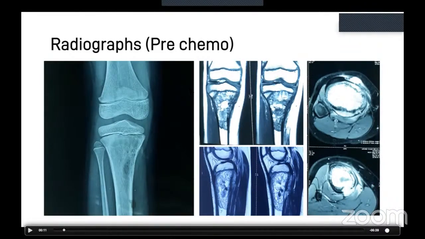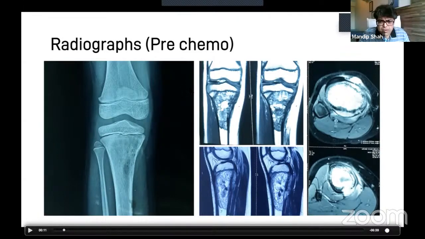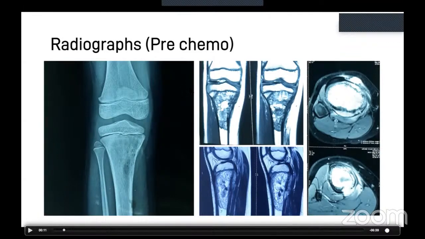Is the epiphysis involved? No, it's not. The proximal tibia epiphysis was involved for this case? No. It's not involved? No. Epiphysis, no. Then you try epiphyseal resection with a prosthesis.